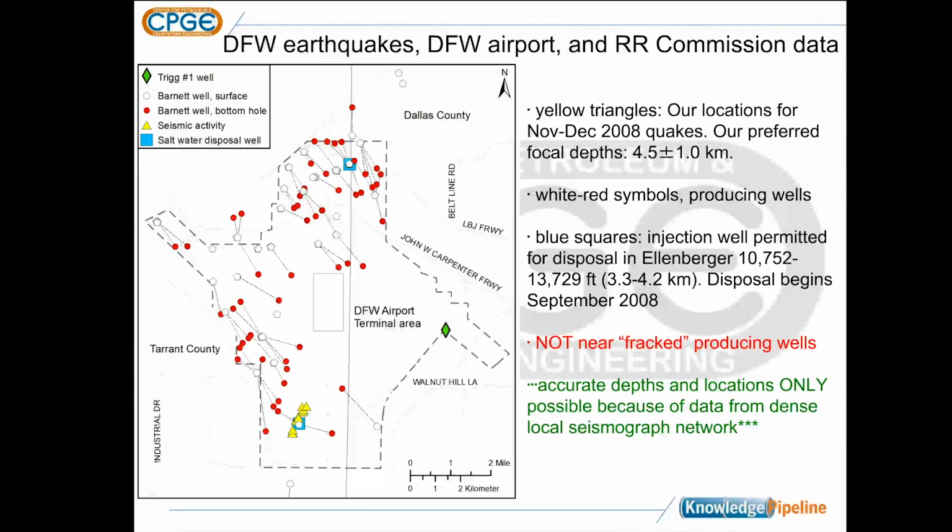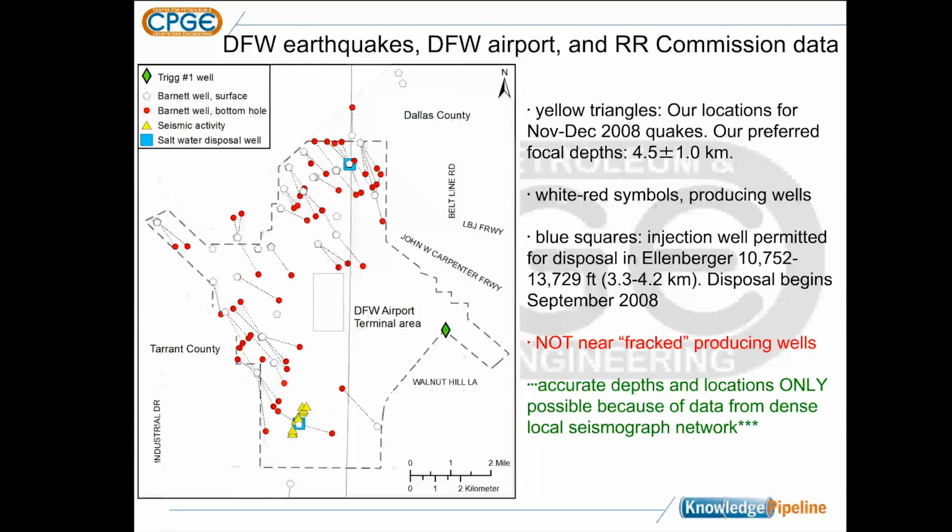The next slide is a map. This is the same area. This is one of the runways. This is another runway. Here the yellow triangles are the earthquakes that we located. The white-red symbols are producing natural gas wells. The white and red are tops and bottoms of the well. And the blue is an injection disposal well operated by Chesapeake Energy. And what you notice is that our locations for the earthquakes are very close to the injection disposal well.